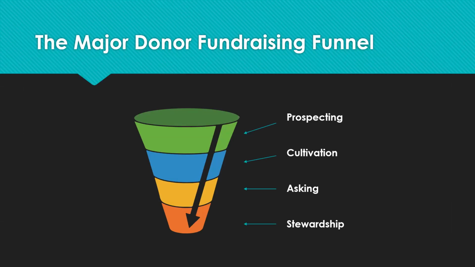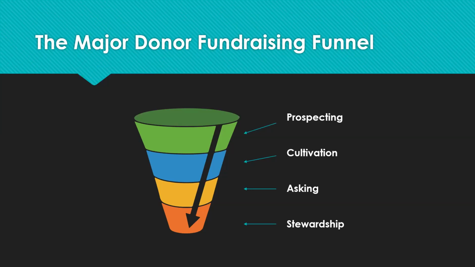The four steps in order are as follows. First, prospecting. This step involves identifying new potential major donors to the organization, learning about them, and figuring out a path to reach them, and then making that first contact.